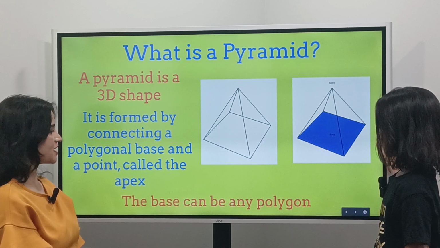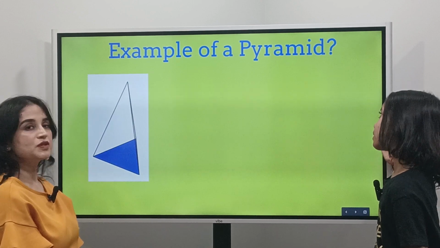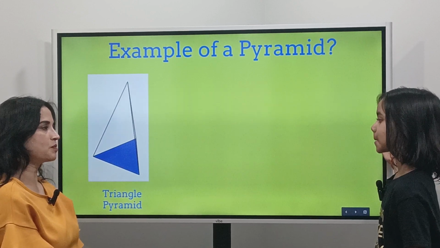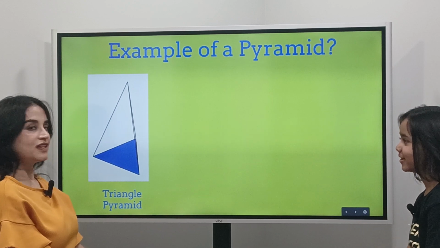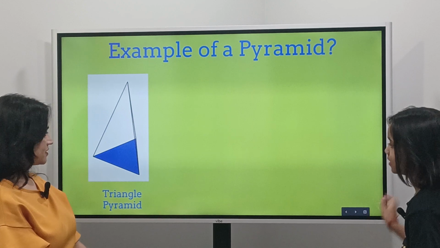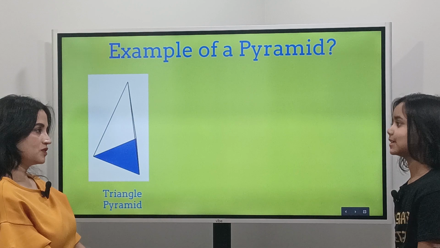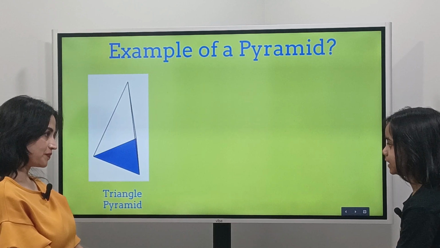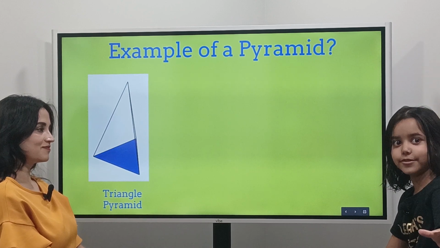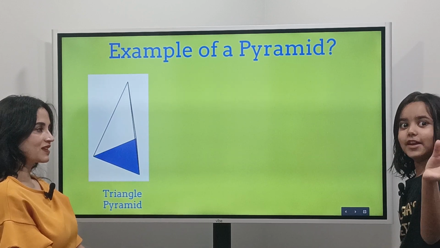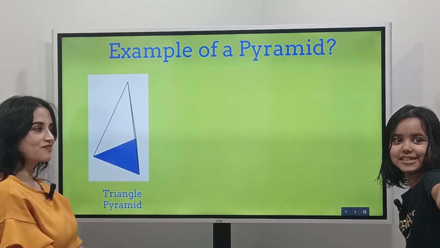Its base can be any polygon. So, examples of pyramids. I see here a triangular pyramid. Why is it called a triangular pyramid? Because the base is a triangle shape with 3 sides. This is the top, and then it goes to the bottom like that. If you flip it over, it won't stand. It will just flip.